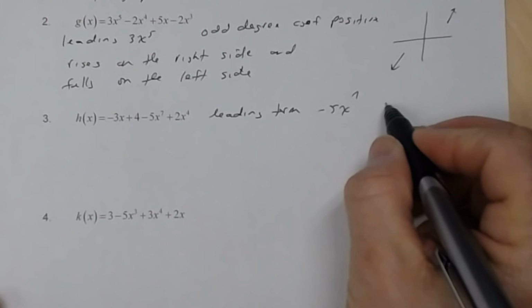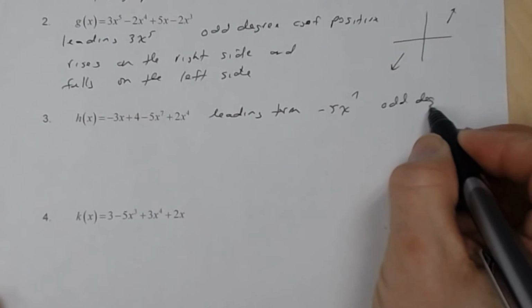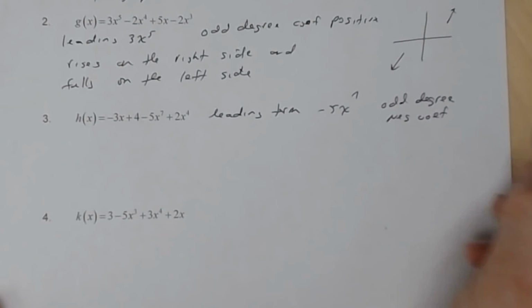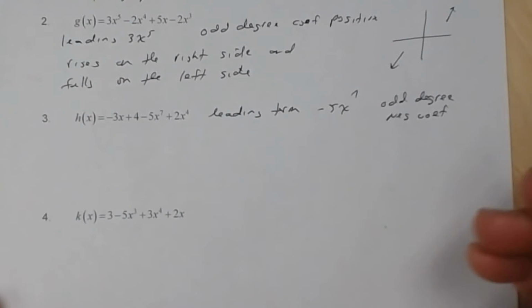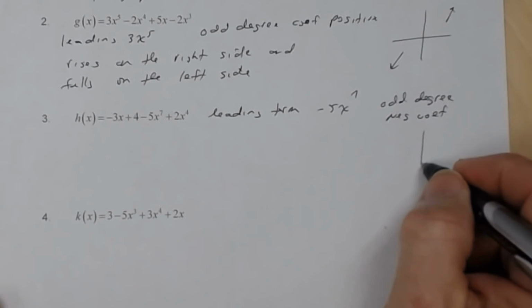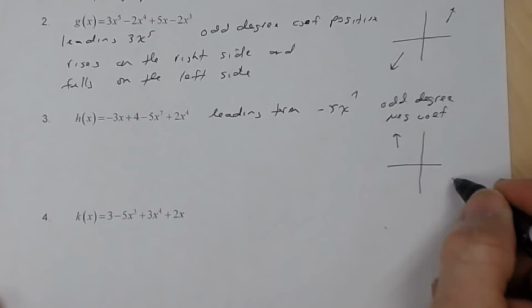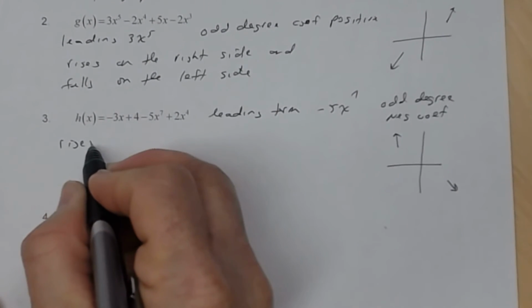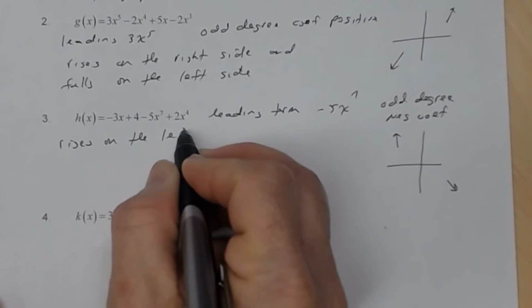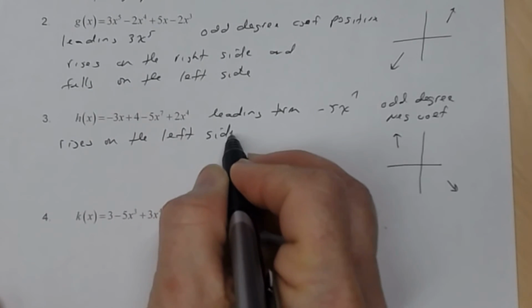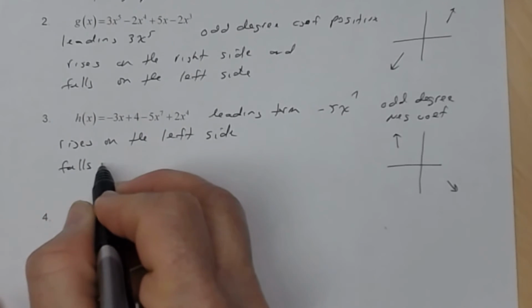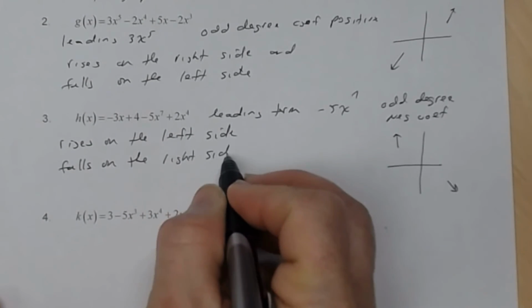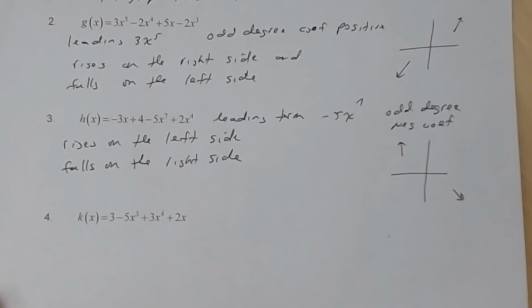So this is an odd degree with a negative coefficient. In that case, it rises on the left side and falls on the right side. Okay, next one.